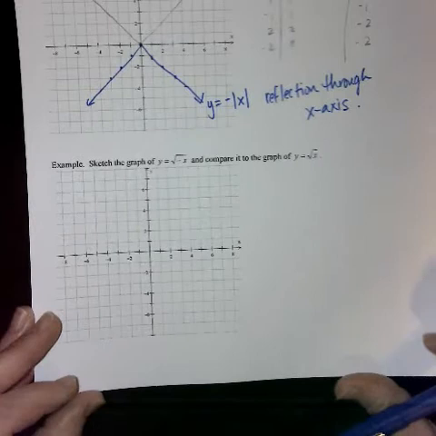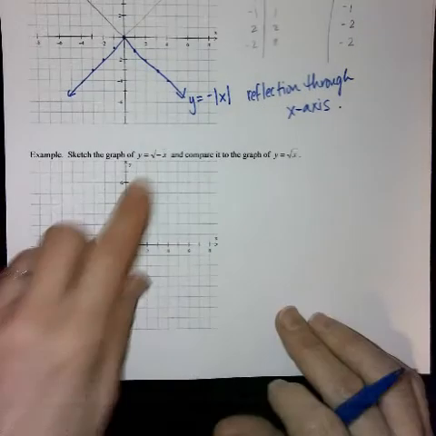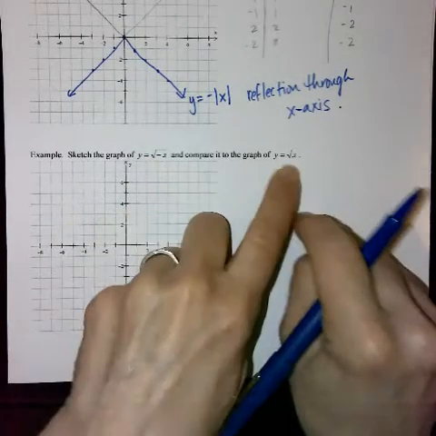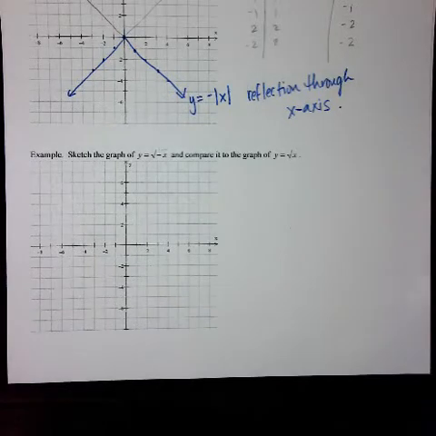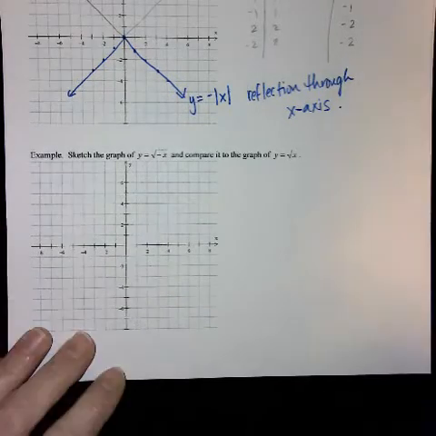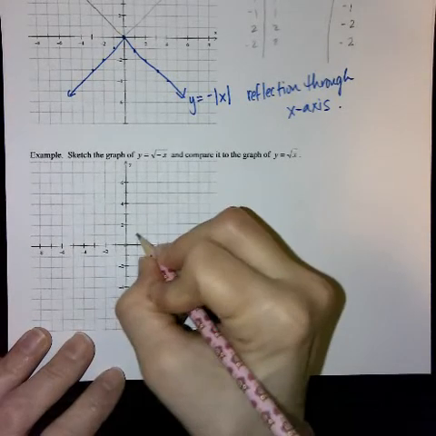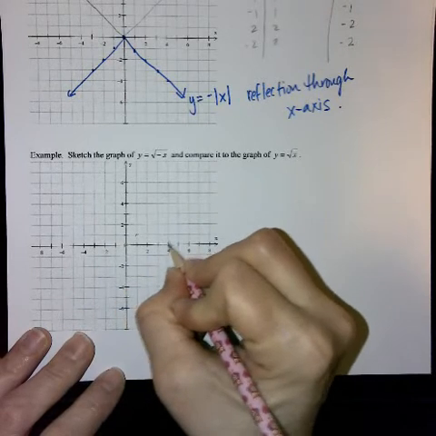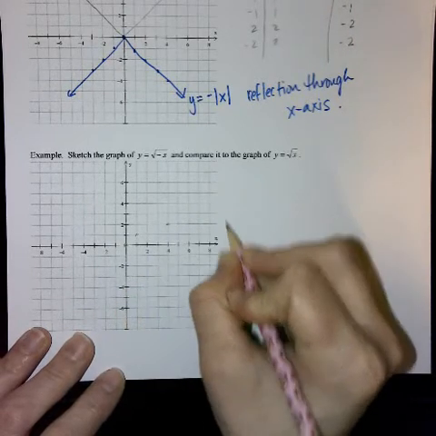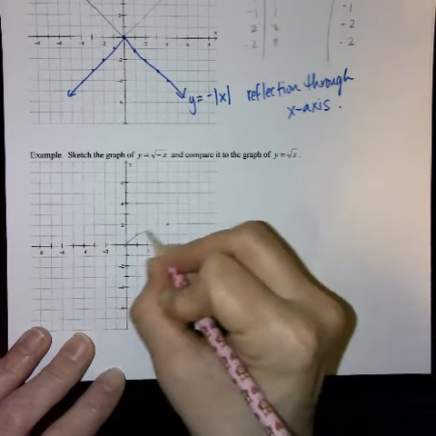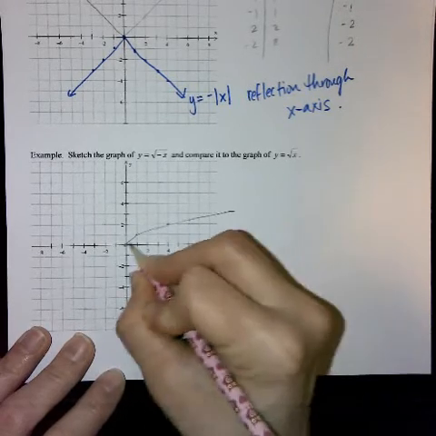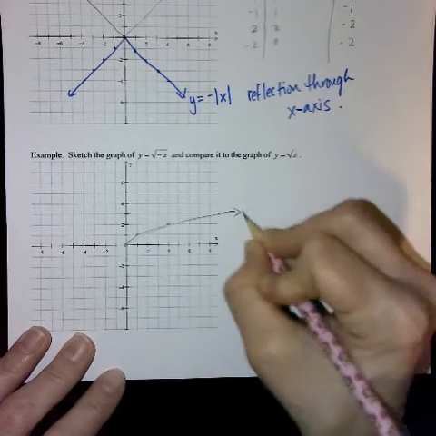The next one, what I want you to notice here, we're going to compare to y equals the square root of x. I'm going to graph that quick. So 0, 0, 1, 1, 4, 2, and then it goes through 9, 3. That's our half parabola, remember? Okay, so here's y equals the square root of x.